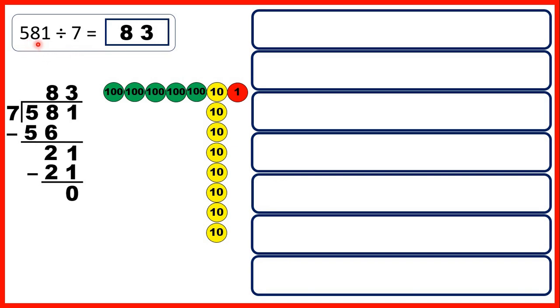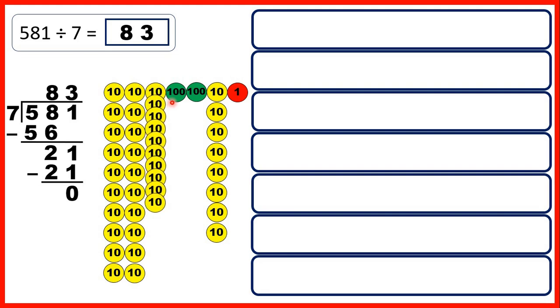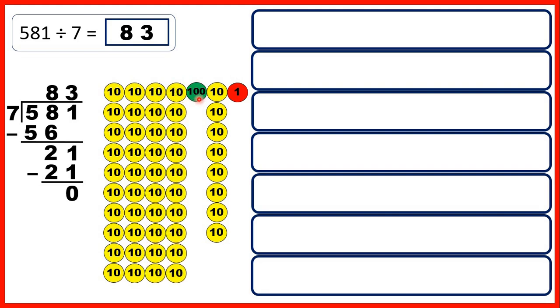Then we had 581, so 5 hundreds, 8 tens and 1 one, and we were dividing by 7, so we can share these counters out into 7 groups. We took the first 2 digits together, and we can do that because 5 hundreds and 8 tens is the same as 58 tens, because we can exchange each of our 100 counters for 10 tens, and when we do that, that gives us 50 extra tens, so we have 58 tens altogether.